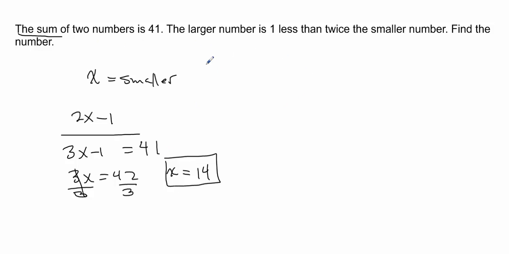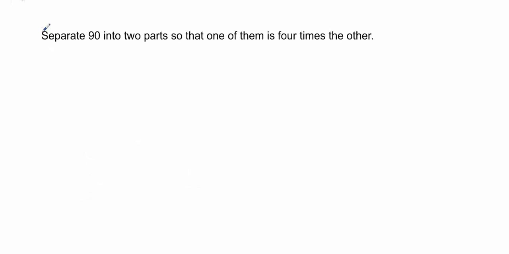Okay, I have a couple more problems for you guys. Let's see. Now this one's a little more difficult. This one says separate 90. You've got to take 90 and break it up into 2 parts so that one of them is 4 times the other.